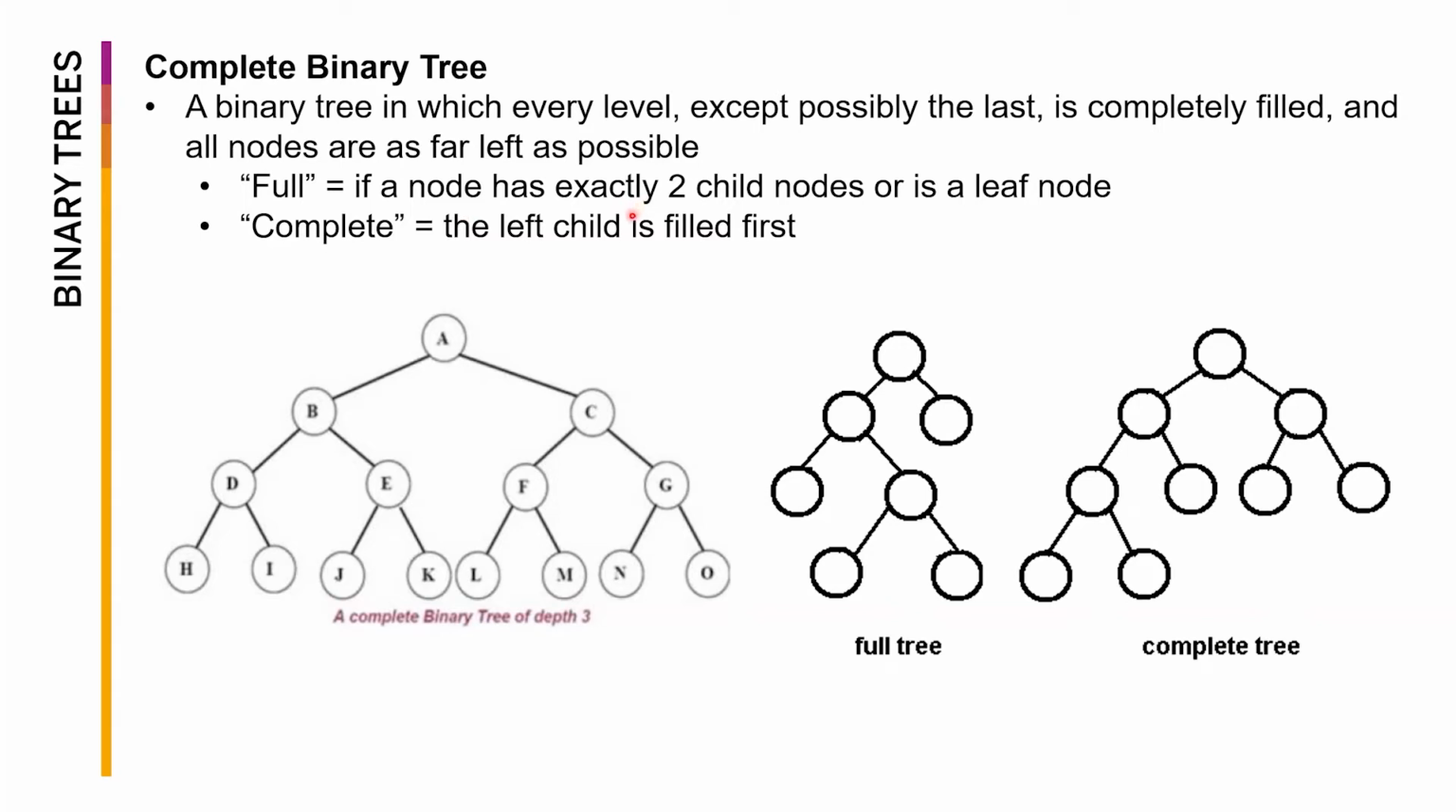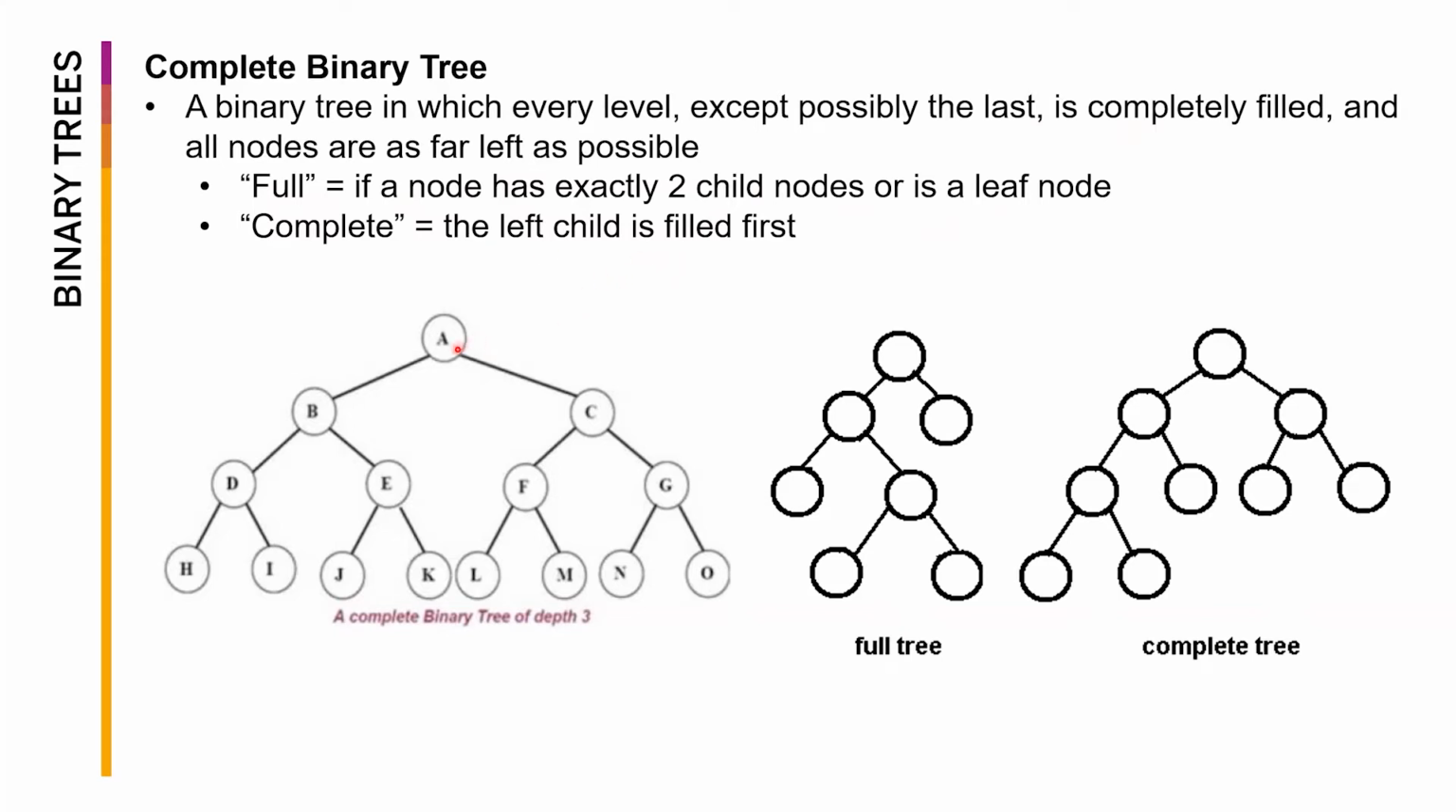Okay, so now we're having more definitions here. So again, completely filled. The definition of full is if a node has exactly 2 child nodes or is a leaf node. So it's either degree 0 or degree 2. And complete is that the left child is filled first.